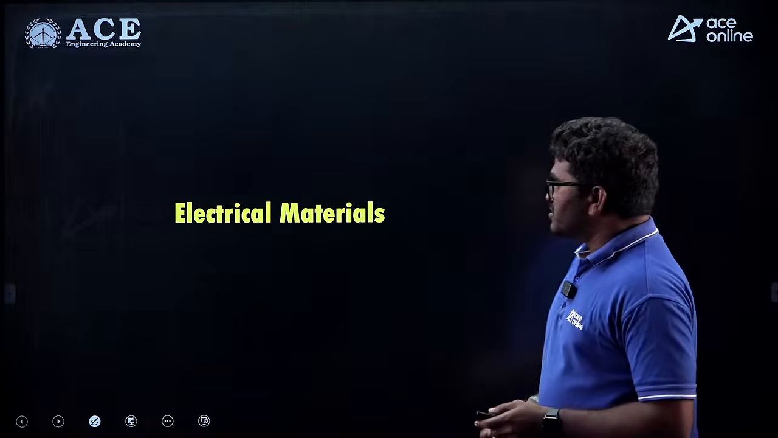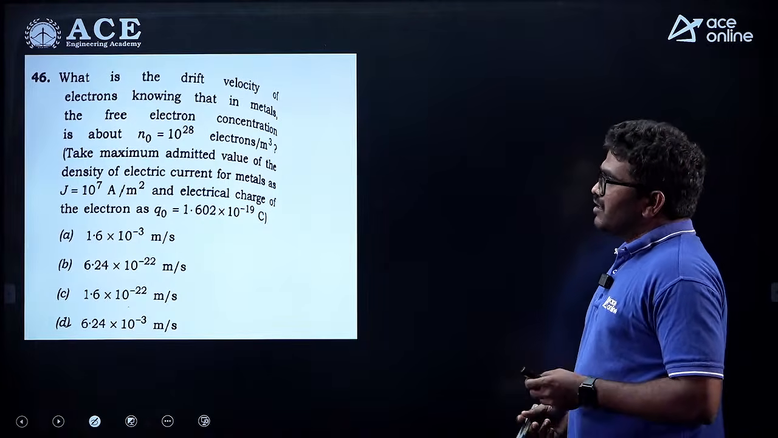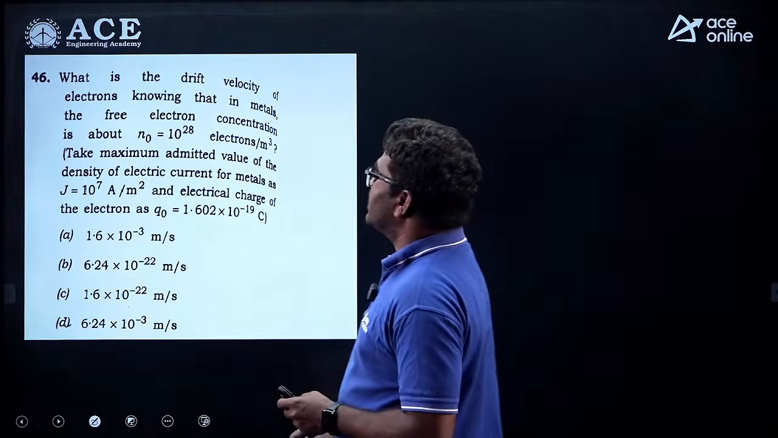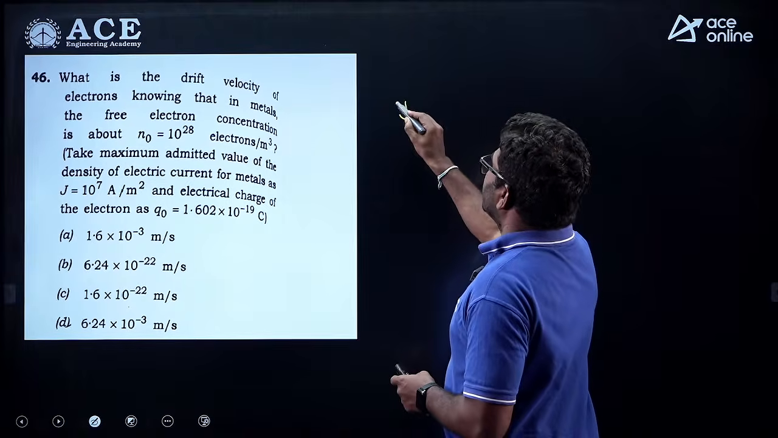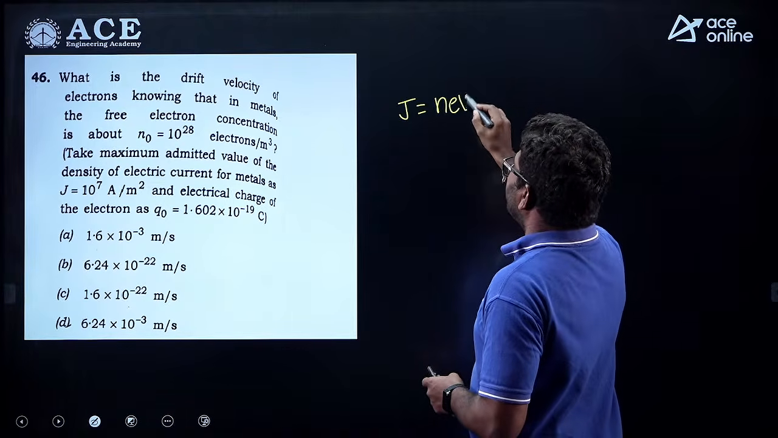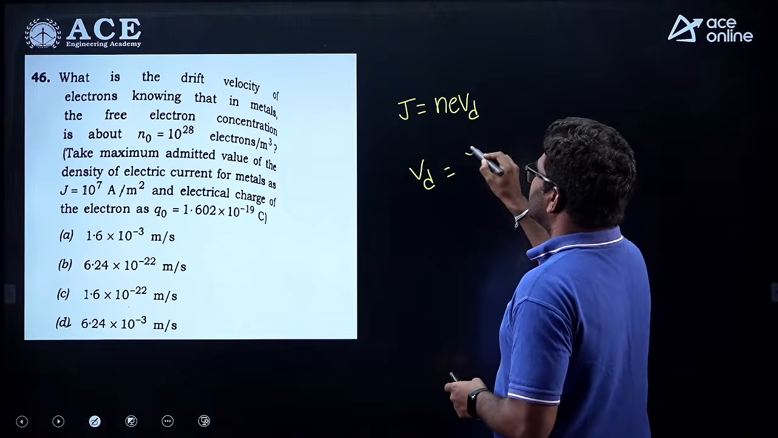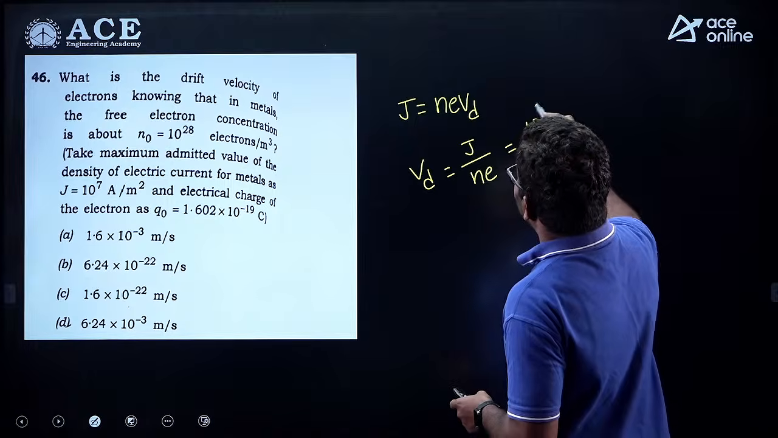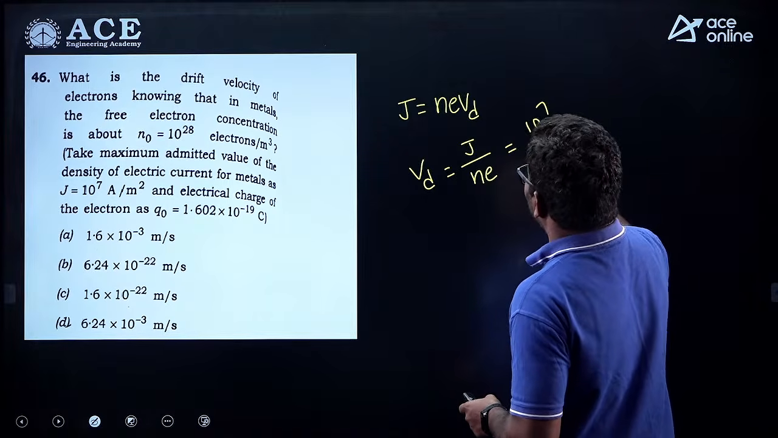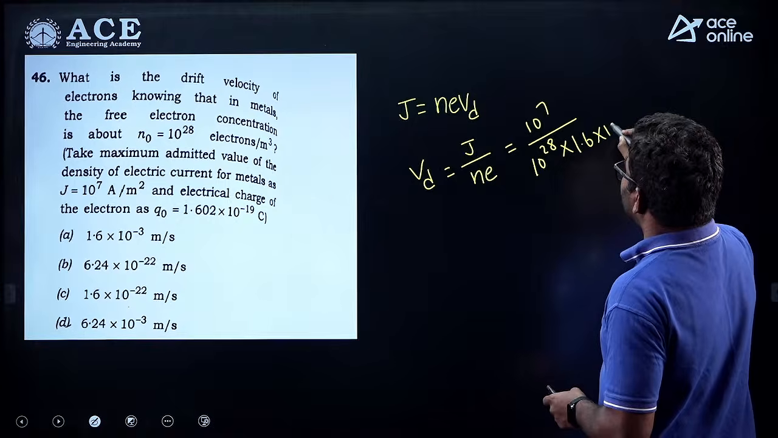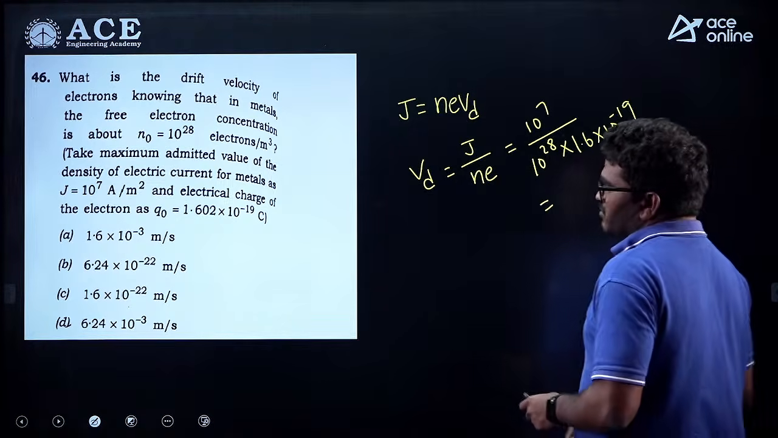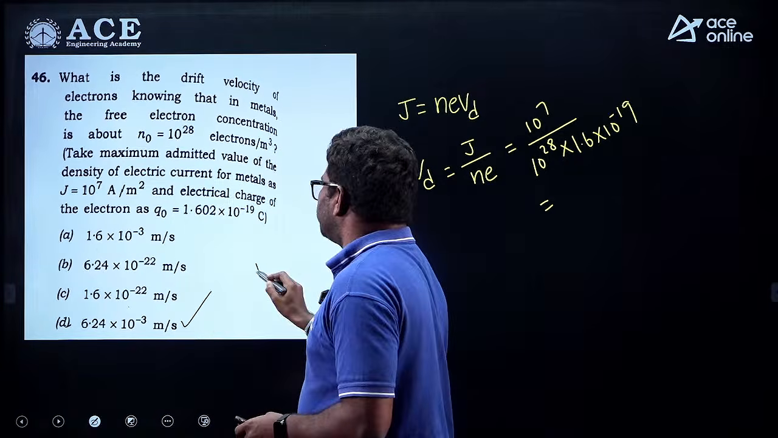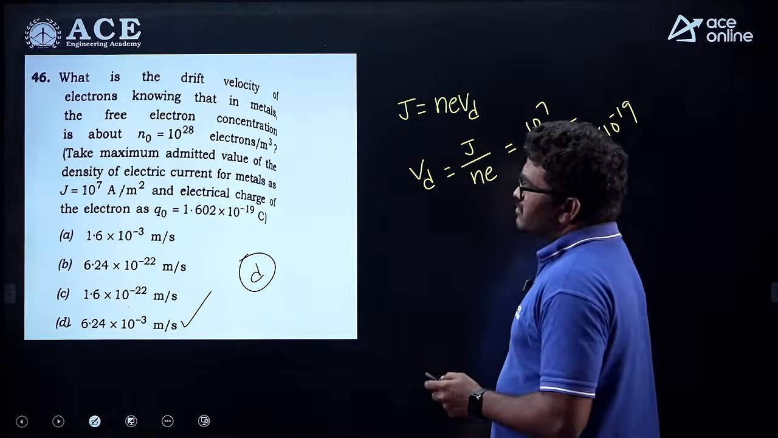Right. Now I am going to discuss electrical materials. Now here is the first question. In this question, they are asking about the drift velocity of an electron. So in this question, we can use current density J equal to NeVd. So Vd, the drift velocity, is J by Ne. In the question, J is given as 10 power 7, number of electrons is 10 power 28 and electron charge is 1.6 into 10 power minus 19. If you solve this question, you will get the answer D. D is the correct answer for this question.